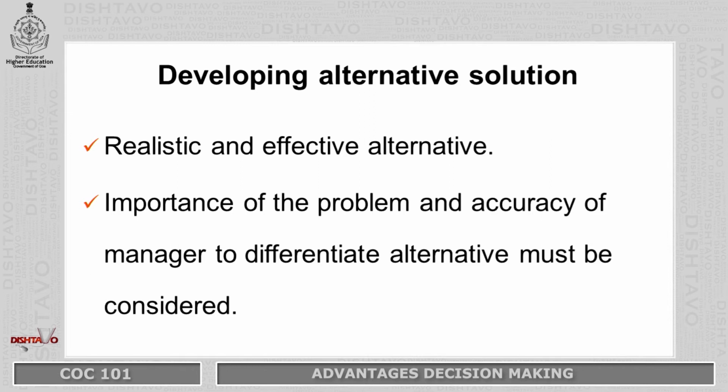Third step, developing alternative solutions. After the problem is identified, and after resources and constraints are identified, third step is developing alternative solutions. Now, what do you mean by alternative solution? It means creating more solutions to the problem and out of those selecting the best solution. The alternative which is selected should be realistic and effective. While selecting the alternative, importance of the problem and accuracy of the manager to differentiate alternatives must be considered. So, these two are very important factors.